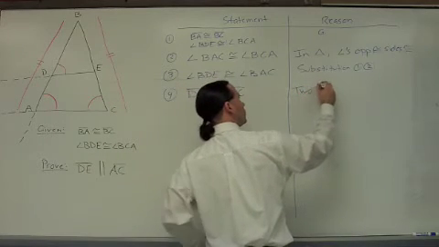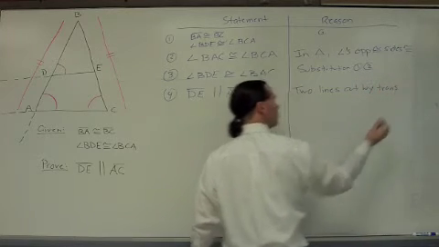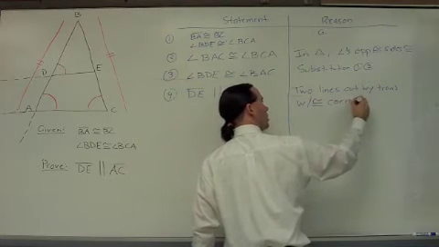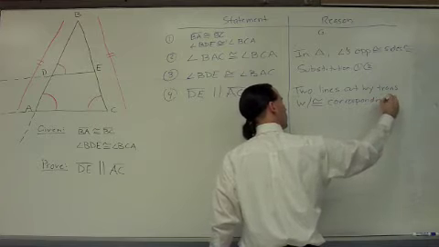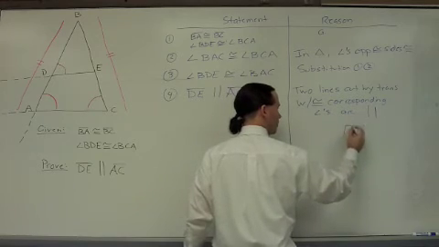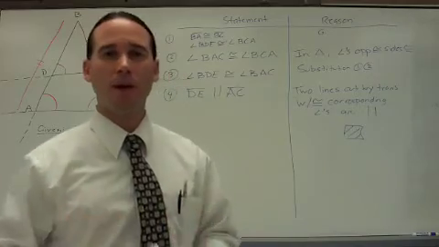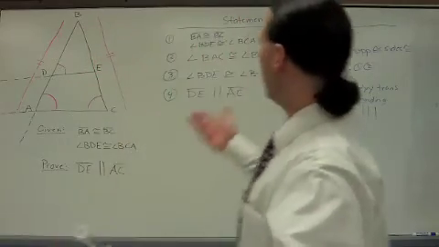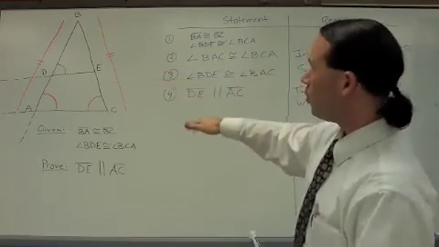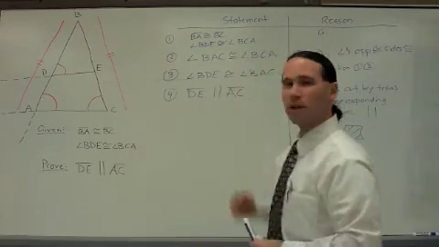Two lines cut by a transversal with congruent corresponding angles are parallel. Two lines cut by a transversal with congruent corresponding angles are parallel lines. And that's it. There's a parallel line proof using corresponding angles to prove two lines are parallel. We use the isosceles triangle in there as well. Angles opposite congruent sides. And it's done in 4 steps.